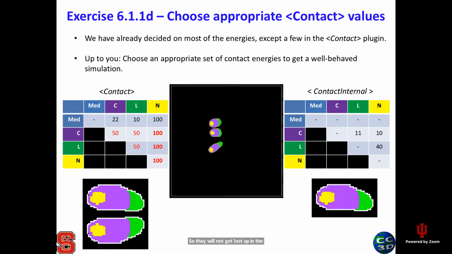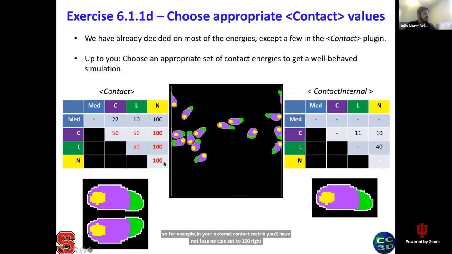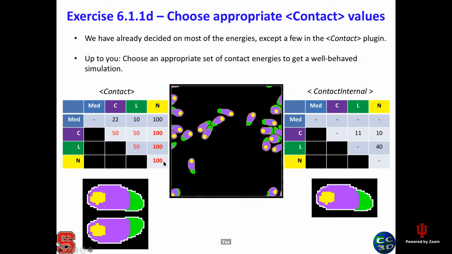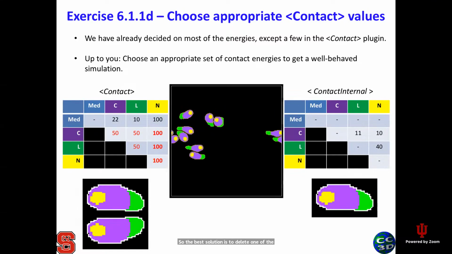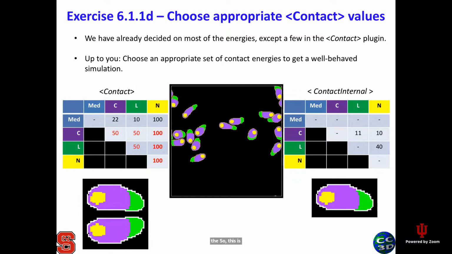So for example, Julio, in your external contact matrix, you have nucleus set to 100, right? Once the cell divides, there will be two nuclei of different cells in direct contact. So the best solution is to delete one of the nuclei. So this is a source of this problem.